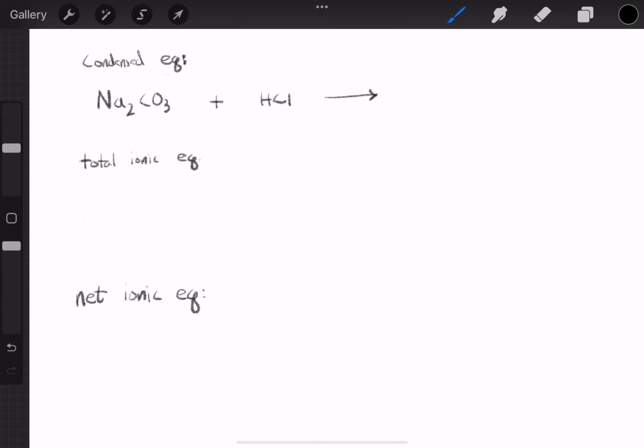First, let's find out what states these are in. HCl, when it's dissolved in solution, is a strong acid, so this is going to be aqueous, and it's going to be completely soluble. Sodium carbonate, if we look at our solubility rules, all carbonates are usually insoluble except when they have compounds with sodium, potassium, or ammonium ions. So this one would be soluble.